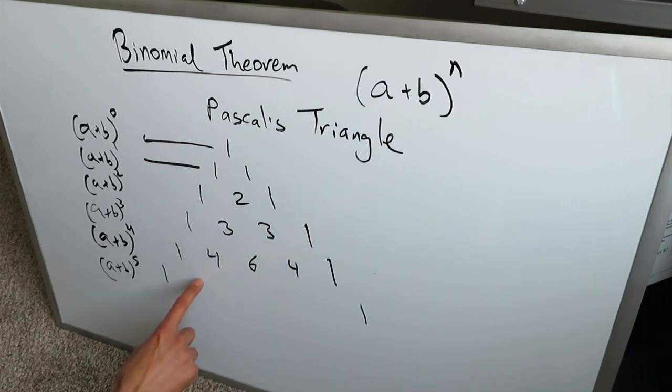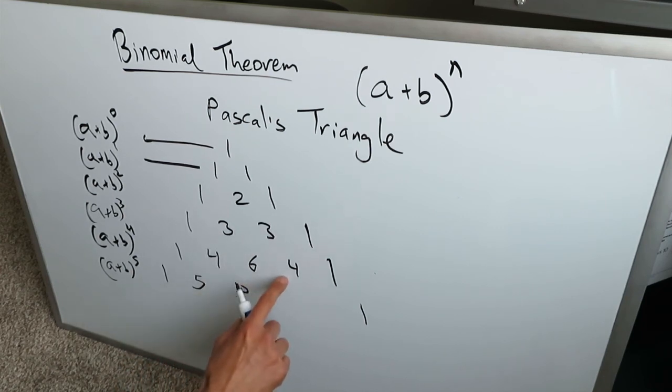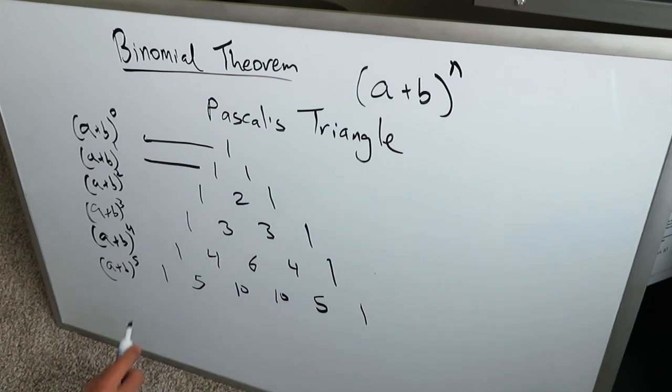You can imagine what number will fall over here. It'll be the sum of these two numbers. It'll be a 5. These two numbers, 6 plus 4, add up to a 10. 6 plus 4 add up to another 10. 4 plus 1 add up to a 5. So now, using Pascal's triangle, we can know exactly, without using the binomial theorem, what the answer would be.